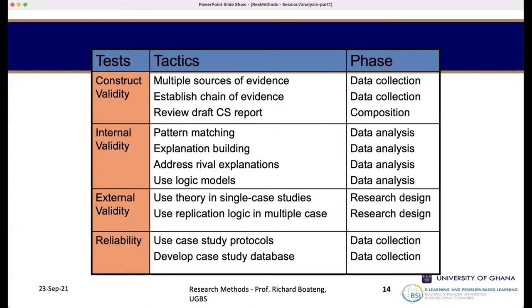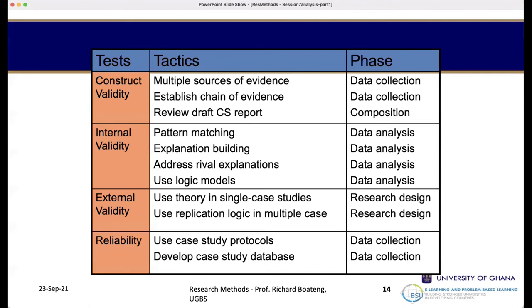Then you've got external validity, where you can use the theory, you can compare the findings to the theory, or you can look at replication logic. We find out whether any other data source, any other respondent, can confirm what you have found in the first case. So is there any other case that is similar to what I found in the first case? Then you can use replication logic to establish that.